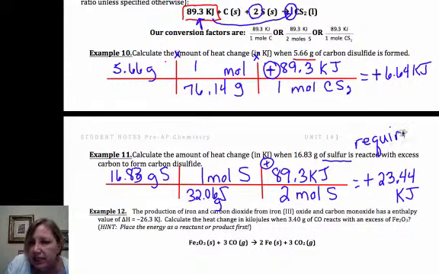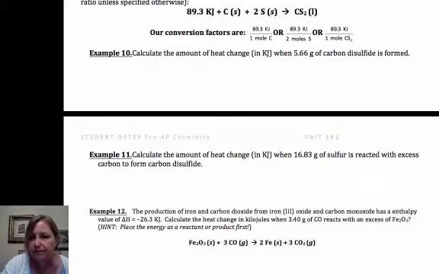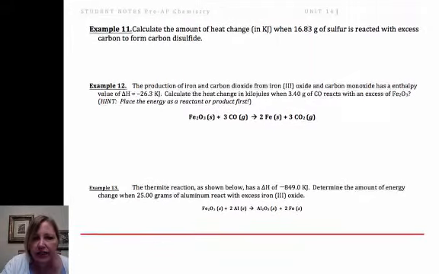Now, do you notice it just said energy change, or the amount of heat change? That's because we want you to figure out whether it's required or released. Those are words we want you to start to wrap your mind around. Okay, let's take a look at another example.